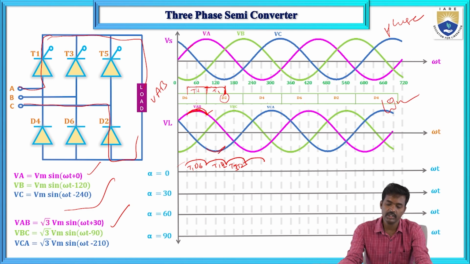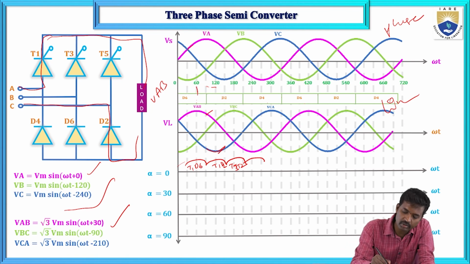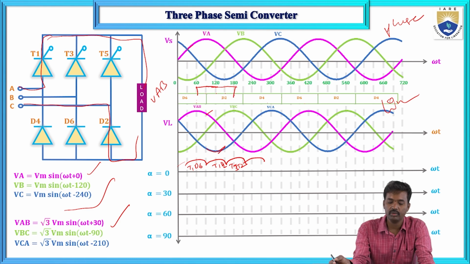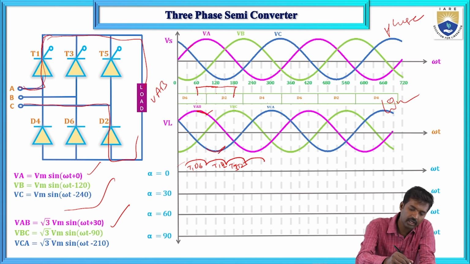That is the same, but here at alpha equals 30 degrees, it will conduct up to 120, that is 30, 60, 90, and here 120 degrees, 60 to 180 degrees case. What will happen here? T1 and D6 will conduct, which means it will conduct VAB. So T1 and D6 will conduct means that is VAB.